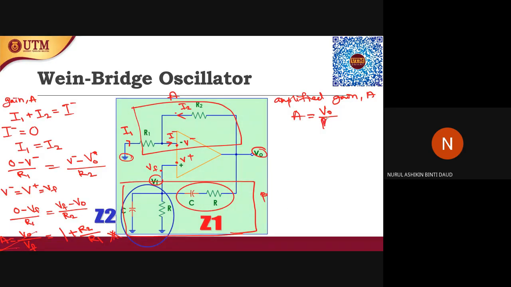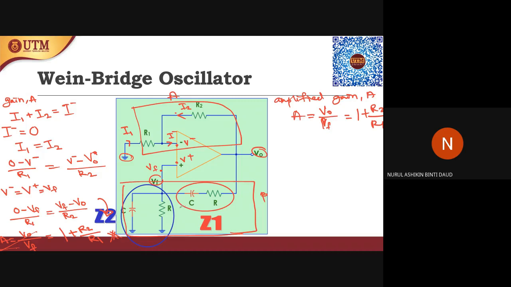Okay, this should be VF here. VO over VF equals 1 plus R2 over R1. Later on, can you try to derive from here how it can be simplified to be like this? These are the formulas for the amplifier gain, which is at this part.